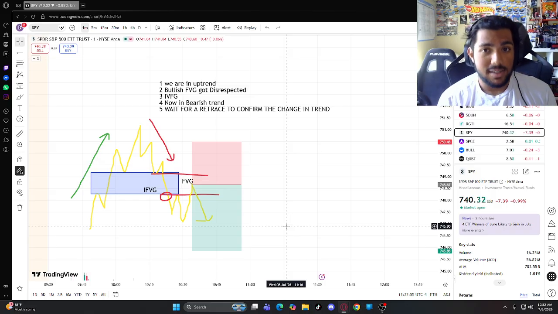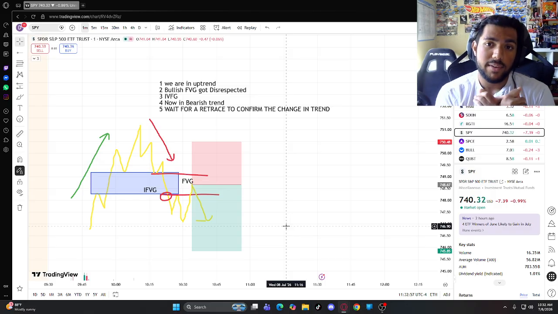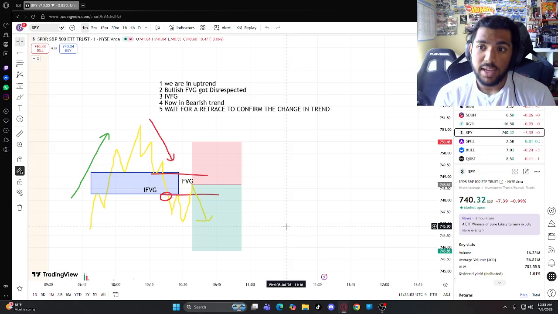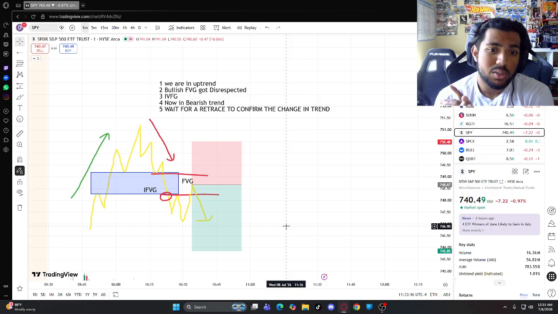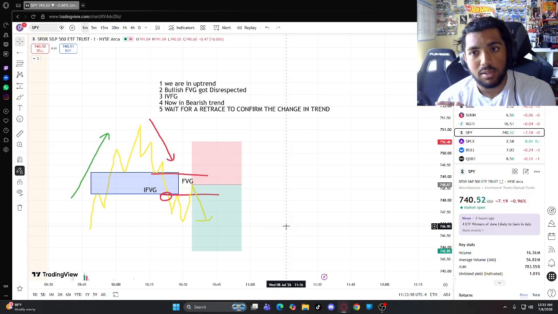But always remember key takeaways. Inverse fair value gaps can only be respected by a retracement. Inverse fair value gaps are confirmation confluences. That means we use them to confirm the trend that we're going in. Inverse fair value gaps are a form of manipulation. Inverse fair value gaps are not always bad. It might sound bad, but it's not always bad. Inverse fair value gaps can be used to continue our bias trend. And that's essentially all that you need to know.